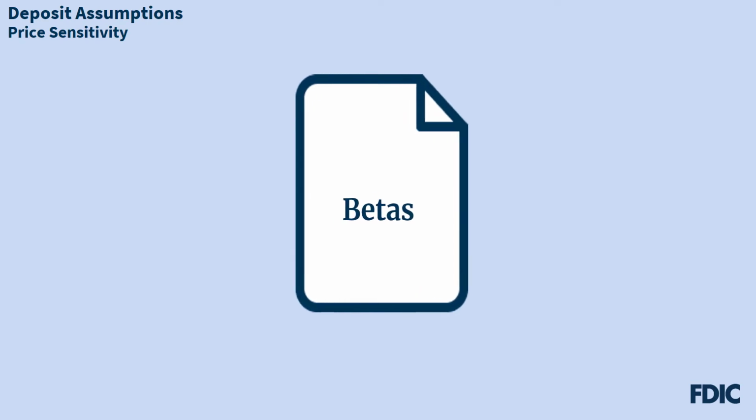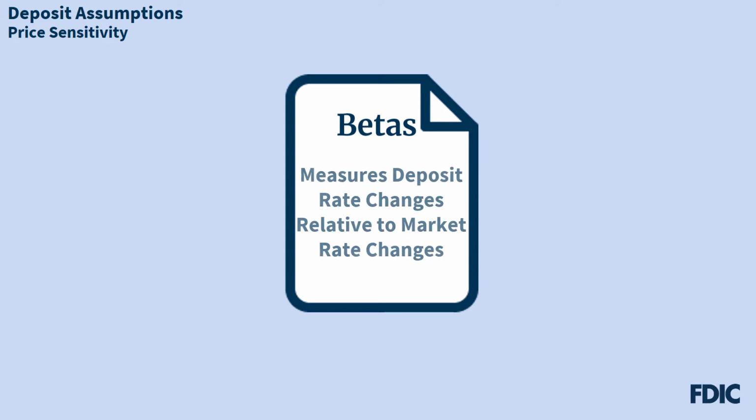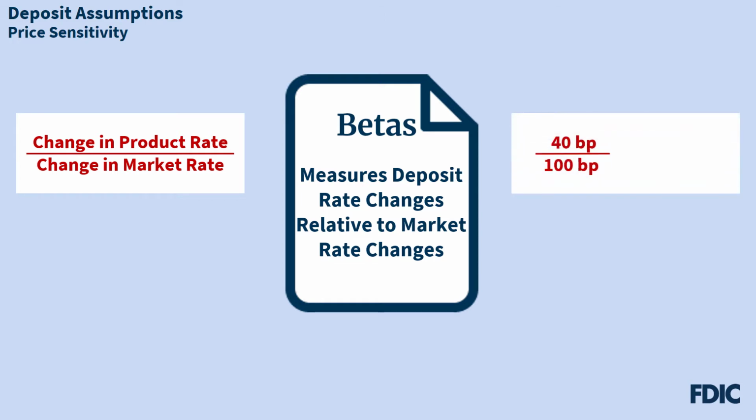In addition to assumptions for volume changes, assumptions regarding deposit price sensitivity, also known as beta assumptions, are typically developed. Deposit price sensitivity assumptions forecast to what degree deposit rates may change relative to market interest rates. The formula for a simple beta calculation is a change in the product rate divided by the change in the market rate. For example, if a deposit rate is expected to change 40 basis points when market rates change by 100 basis points, the result is a 40% deposit beta or price sensitivity to the market rate.